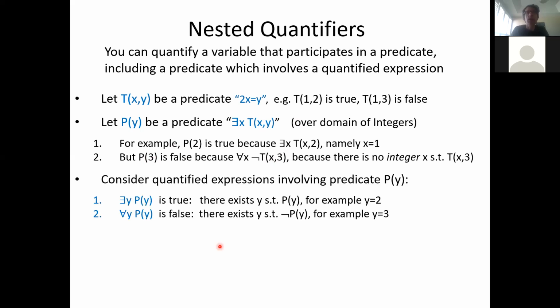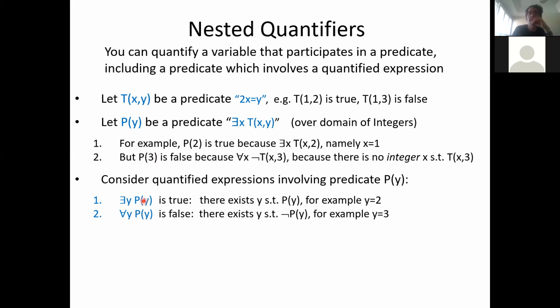Okay? And now let's go up one layer. Since p is a predicate on y's, and we have just seen that it's true for one integer, namely 2, and it's false for some other integer, namely 3, it makes sense to say things like, there exists a y for which p of y is true. Or perhaps for all y, p of y is true, right? This quantified expression is true.